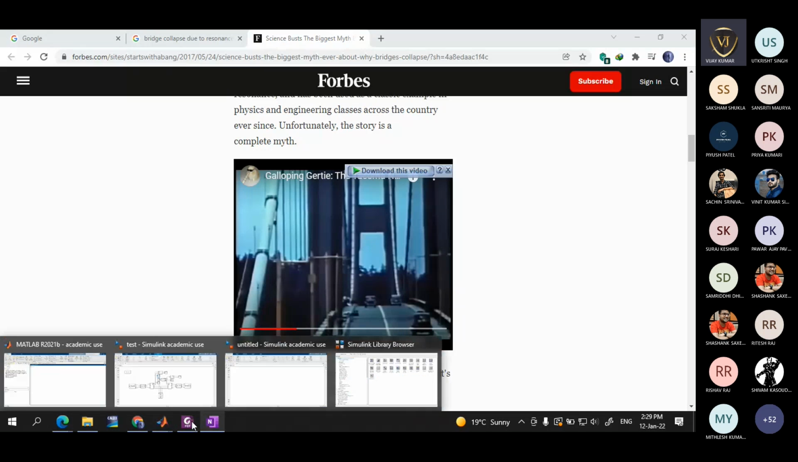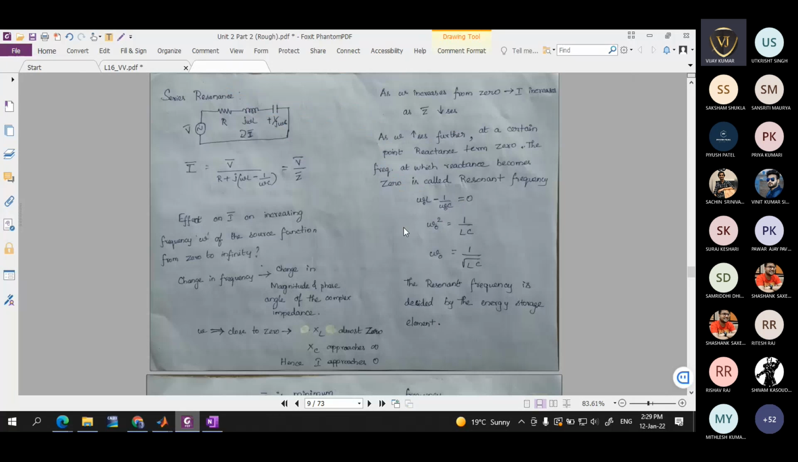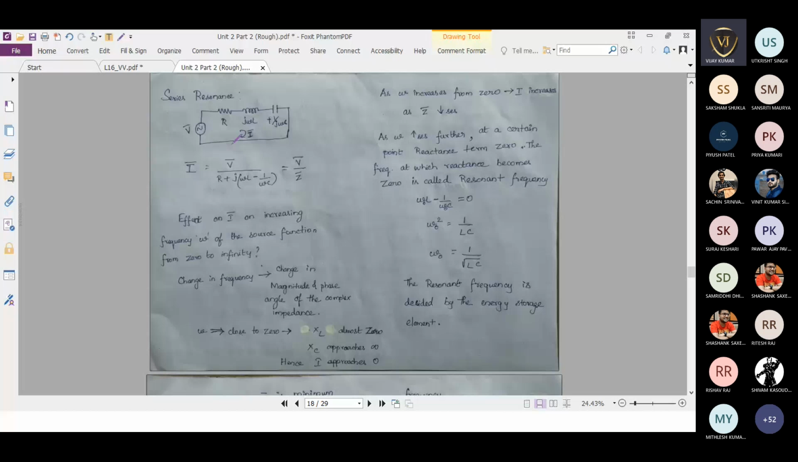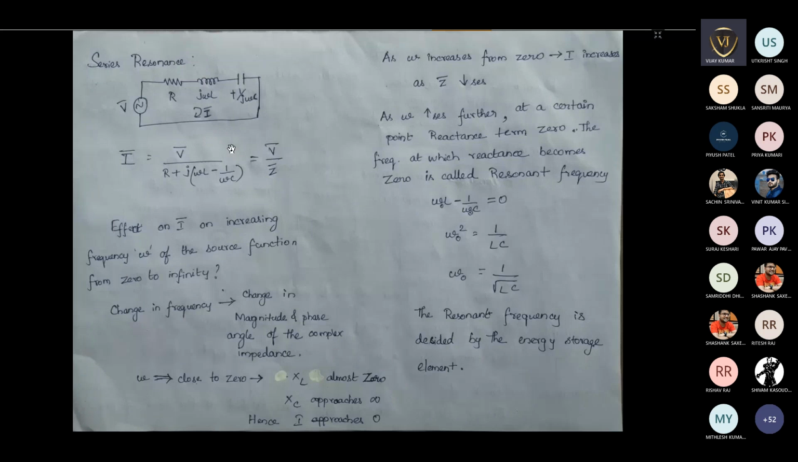Even though we are going in terms of equations, what is happening in the resonant condition is something we can see here. Okay, so let me proceed with this. Consider a series RLC circuit as given in this figure, where you have a source and R, inductor and capacitor, all three elements here. These three elements are connected in series. The current flowing through this path is I.